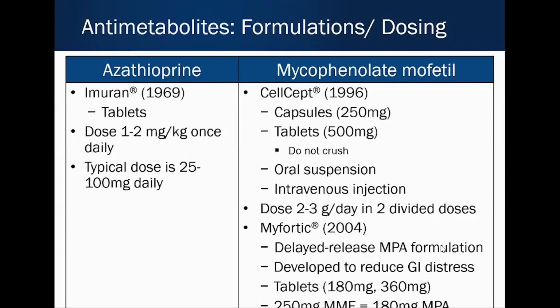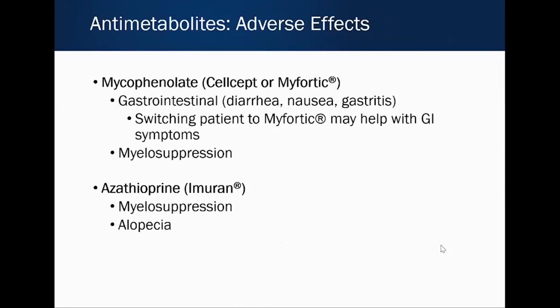It comes in various tablet strengths. And if you wanted to convert a patient from CellCept to Myfortic, 250 milligrams of CellCept is equivalent to 180 of the mycophenolic acid of Myfortic. The most common side effect, hands down, that we see with CellCept or Myfortic tends to be GI-related: diarrhea, nausea, gastritis. For some patients, switching to Myfortic helps. Some patients, it may not.